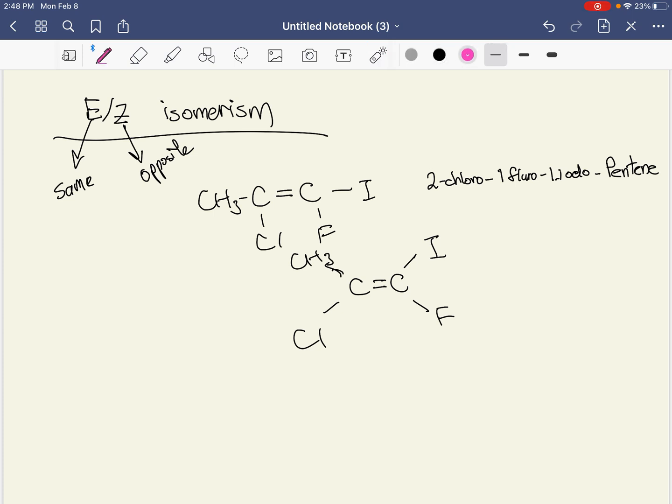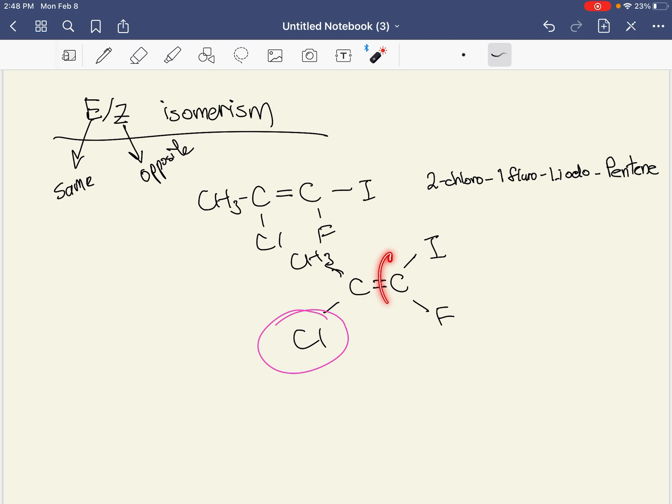So if you look at this carbon right here, and you look at what's bonded to it, other than the double bond, you have this carbon bonded to this carbon, and this carbon is bonded to this chlorine. Which one, atomic mass-wise, is more prioritized? Which one is bigger, basically? Which one is heavier? Chlorine or carbon? Of course, chlorine. Circle that.